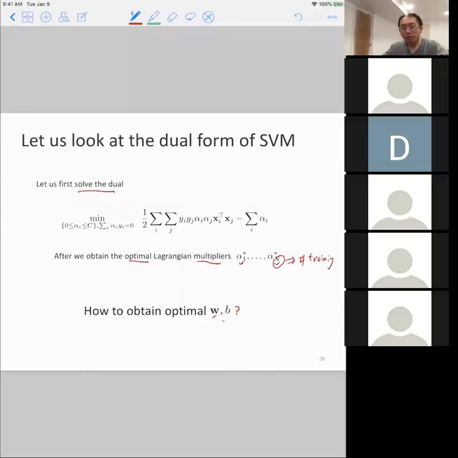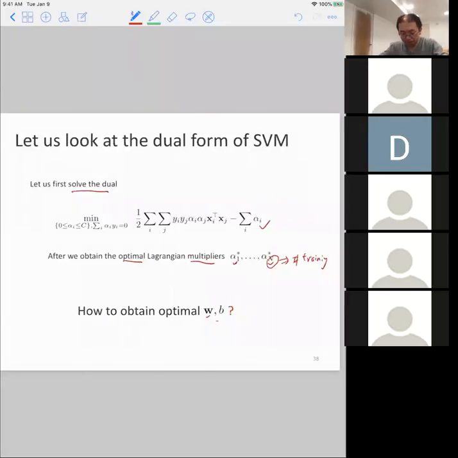I think we have to go back to the reformulation, the first formulation, and then see what's the relation between alpha i's and W and B. Right, right. Excellent. Very great answer, right? We need to trace back how we have derived this dual form, right?